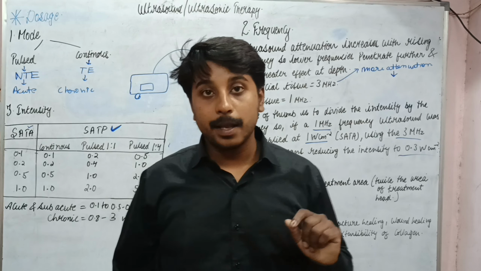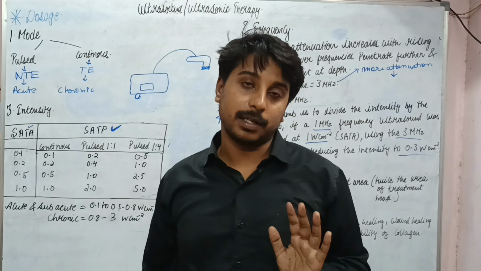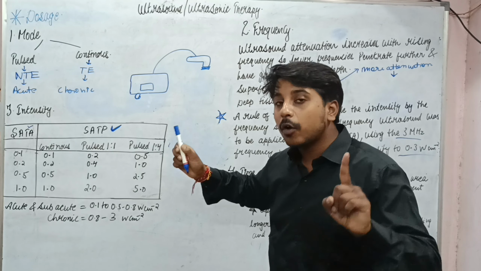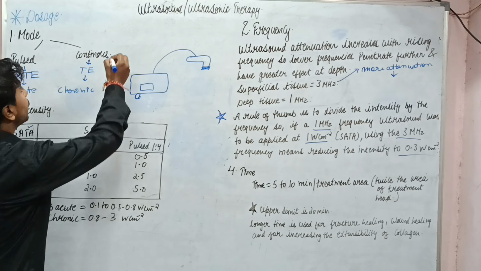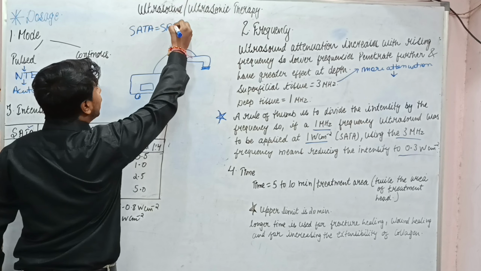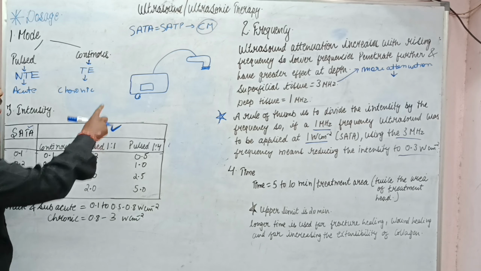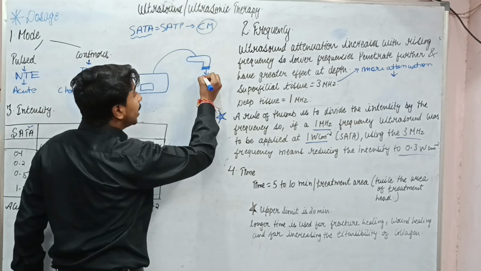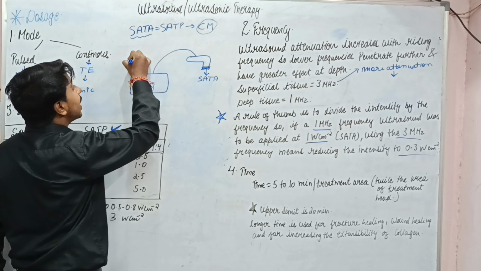And there is a difference only in the pulsed condition, which means if I am saying for continuous mode, SATP is equal to SATA. See, SATA is equal to SATP when CM, continuous mode. Continuous mode के लिए ये चीज same है. Then what is SATA? First of all, you need to understand this. So it is the intensity which is emitted by the transducer head. This is SATA, and this what is displaying is SATP.